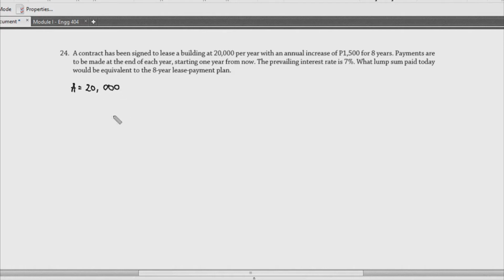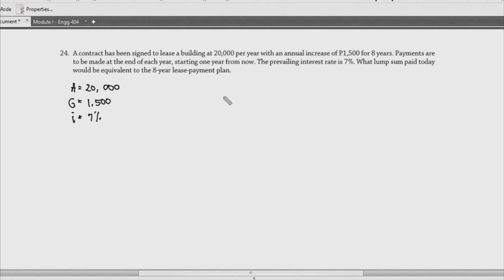And then, there is a certain value of G that we add for every, let's say, 1 year, 2 years. So, for this, we have 1,500. It is added annually, so for every year, we have 1,500. So, for the next year, that will be 21,500 already. That is the idea. And then, payments are to be made at the end of each year. So, this is an ordinary annuity starting 1 year from now. And then, the prevailing interest rate is 7%. So, therefore, I is equal to 7% or 0.07.